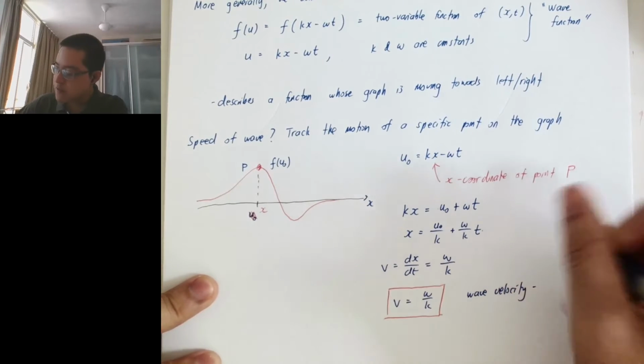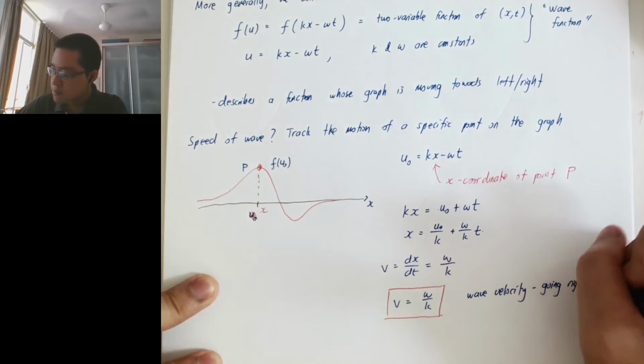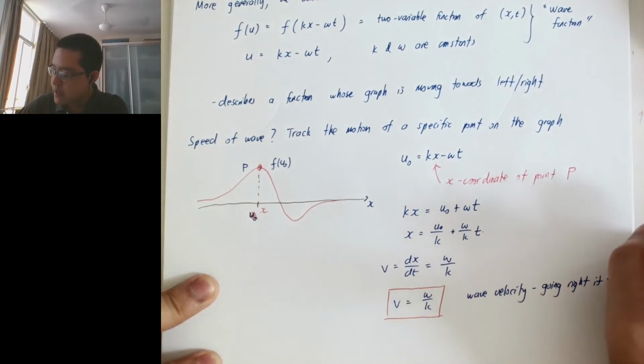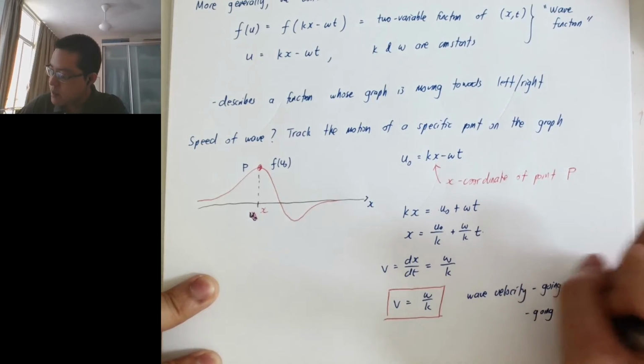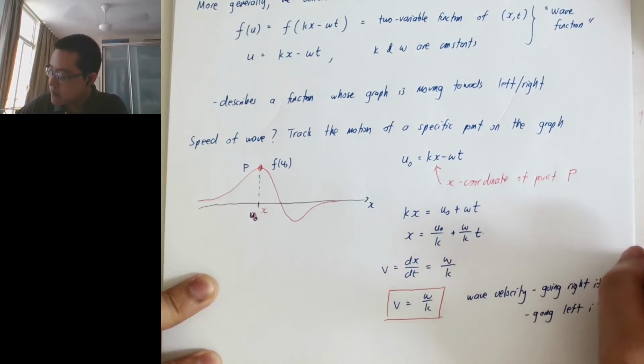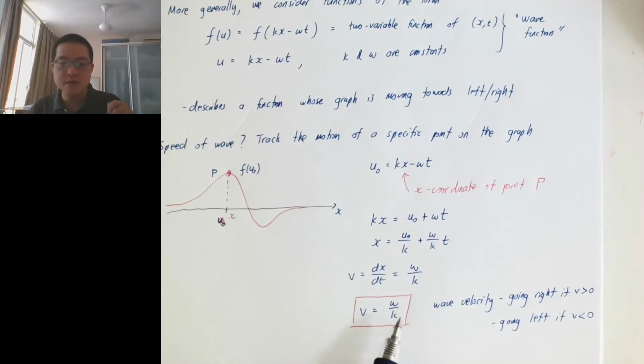Okay, so wave velocity means it is going to the right if v is a positive number, and it is going left if v is a negative number, right? So it depends on omega and k. Okay, so if I take the modulus, the modulus of omega over k will give you the speed.